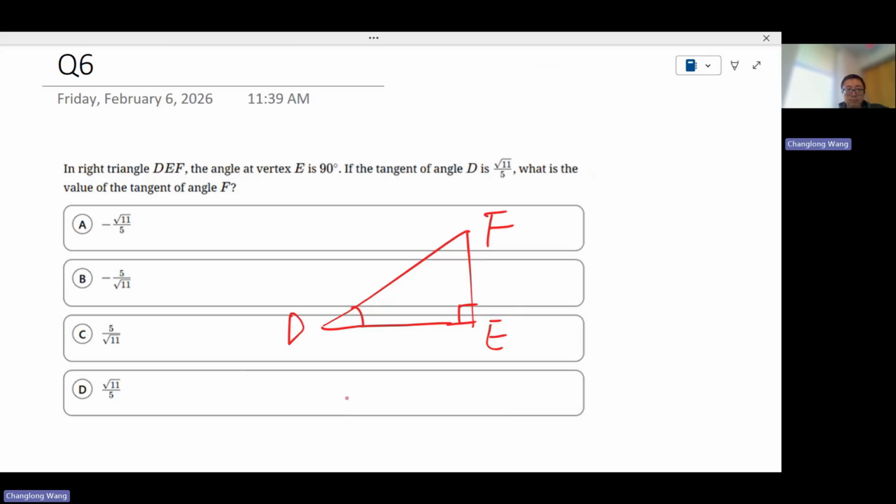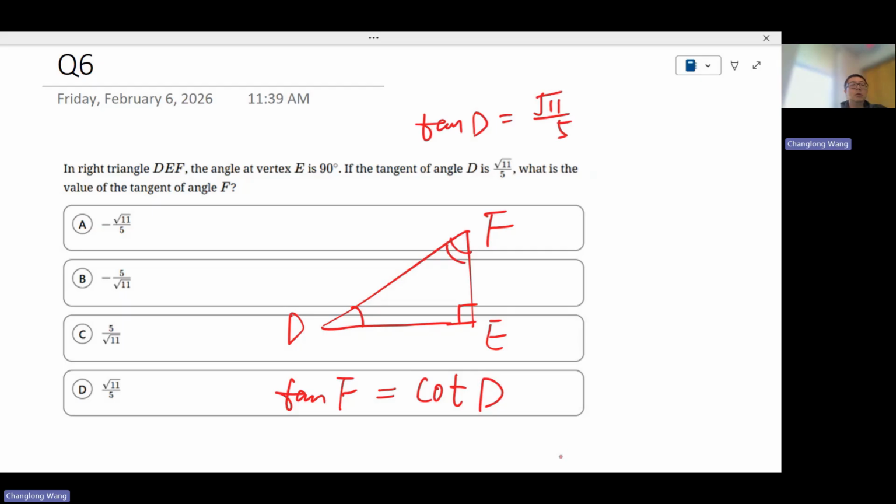So angle D, the tangent of angle D is radical 11 over 5. Then what about the tangent of angle F? Again, you see that these two angles are complementary angles. Therefore, tangent F is what? Cotangent D, right? Agree? Cofunction identities. Now, I know tangent D. Tangent D is radical 11 over 5.